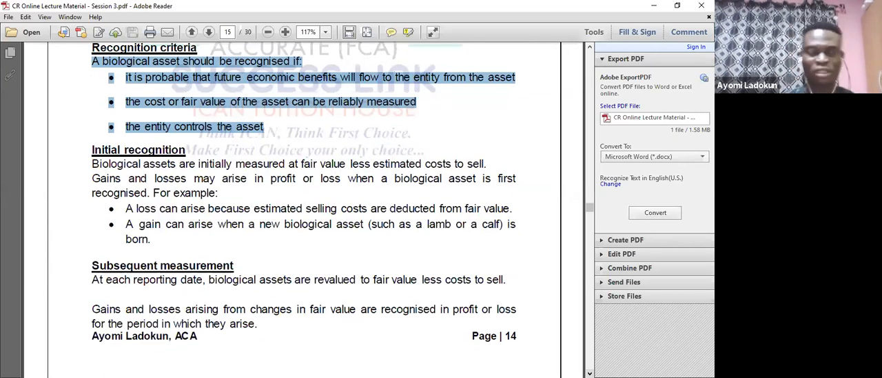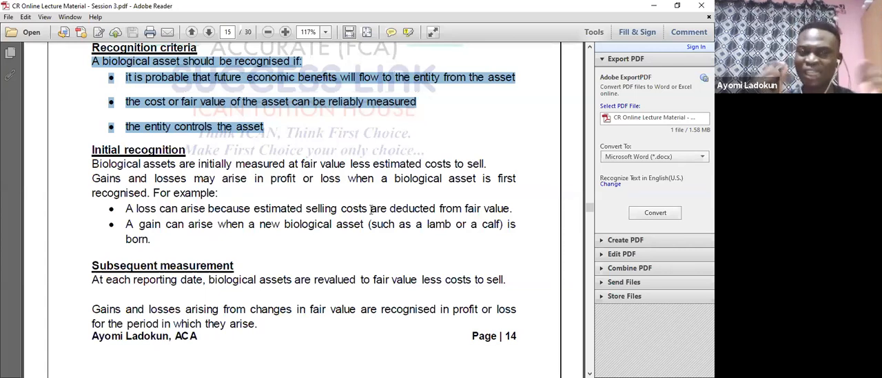I know, as I've been explaining, measurement has to do with the value. Okay, so my biological asset has met the criteria, so I can go ahead and recognize it on my financial statement. So how much value? Now, anytime you look at measurement, really, you have what we call initial recognition. So when you hear the word initial measurement or recognition, it simply means that you are bringing the asset for the first time into your financial statement, okay?